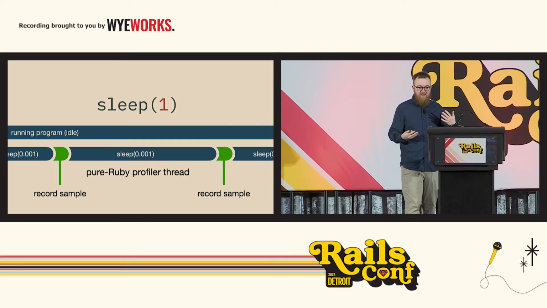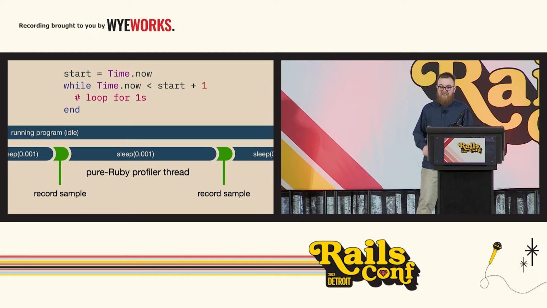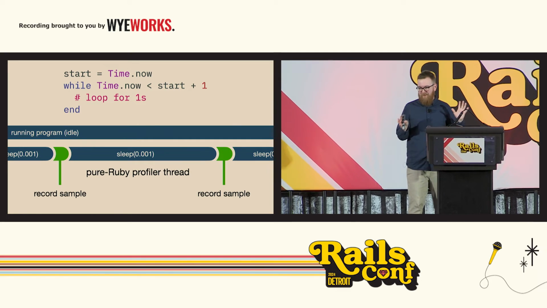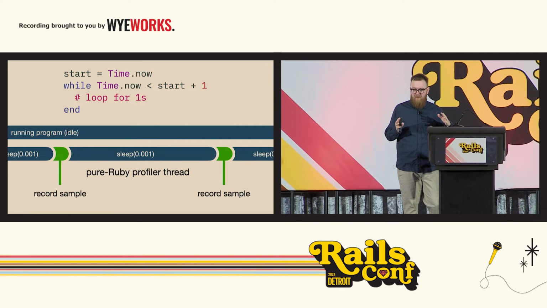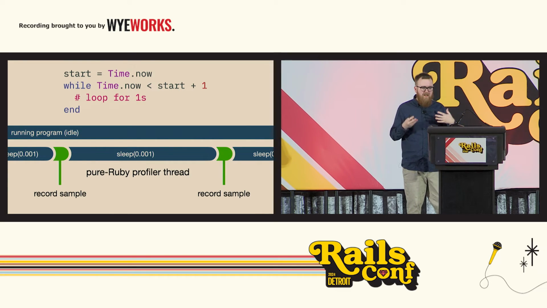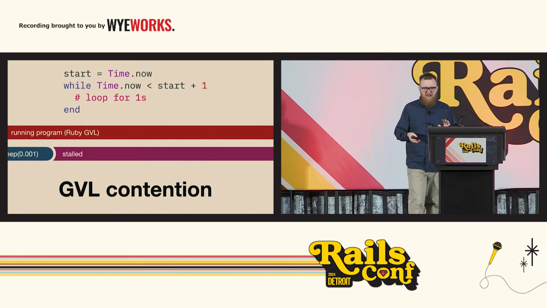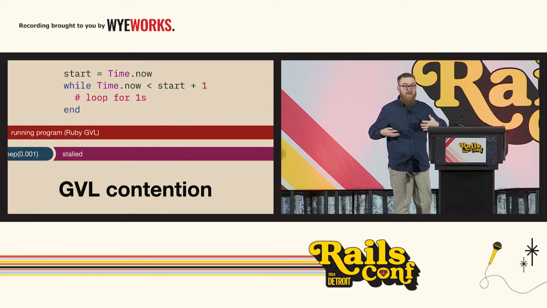But if we measure something a little more complicated, or I guess in this case, intentionally bad, so here I have a program which also takes 1 second to run, but instead of sleeping, it just loops until 1 whole second has passed. And if we try to profile this with our pure Ruby profiler, we won't get those 1,000 samples. I think I got 20 when I tested this. And that's because we run into GVL contention.